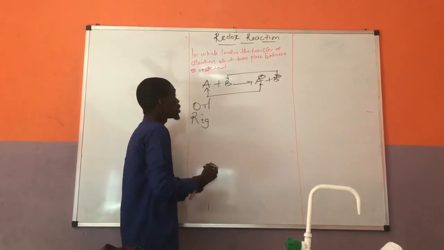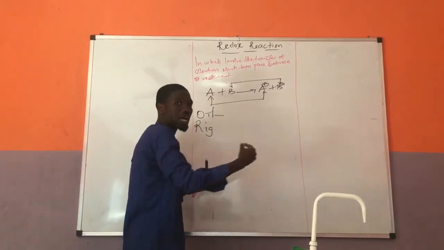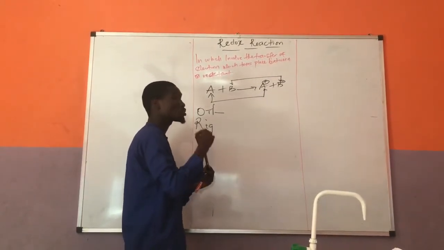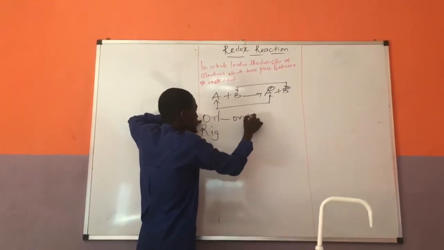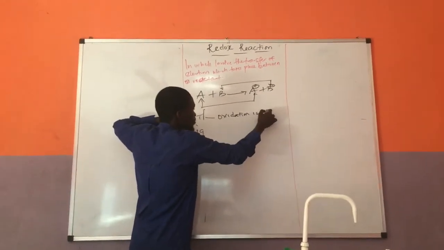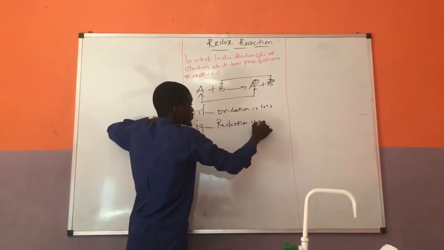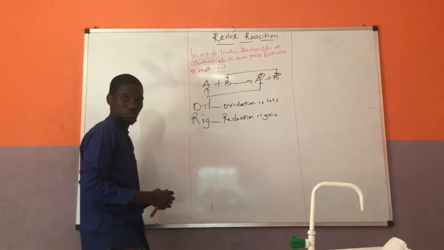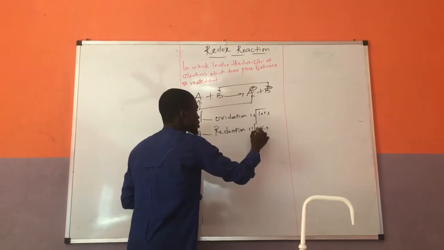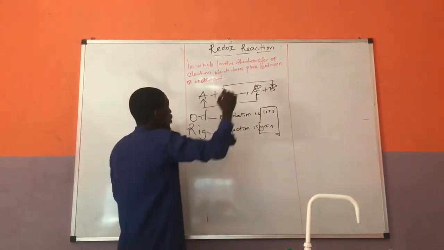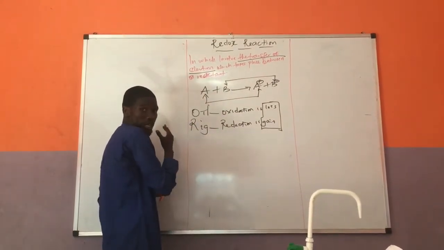So now I can say I have what we call OIL RIG. If there exists an electron donor and an electron acceptor, the electron donor means loss of electrons. So oxidation is loss, while reduction is gain. Are you with me? So at this point we can use these two, loss and gain, to explain the transfer of electrons which takes place at the reactant side.